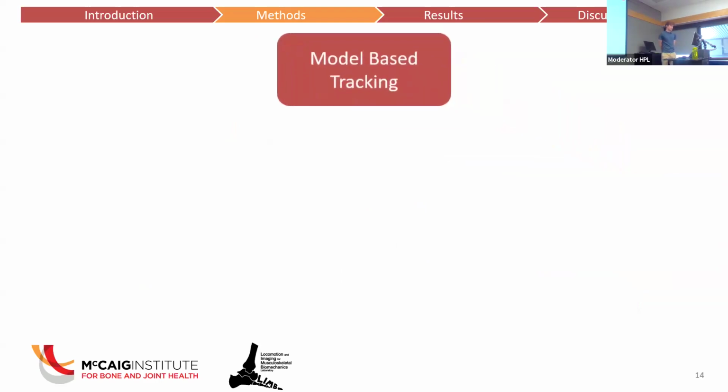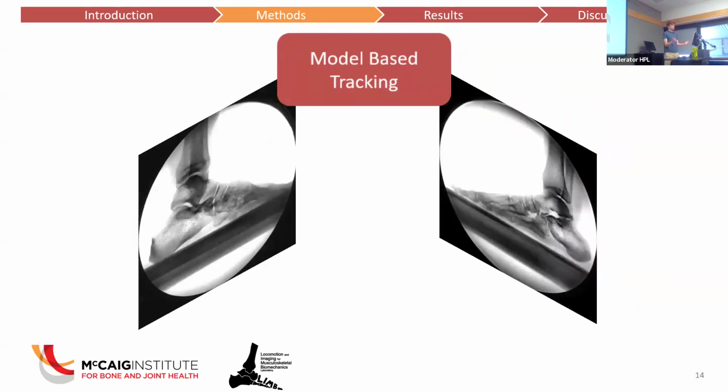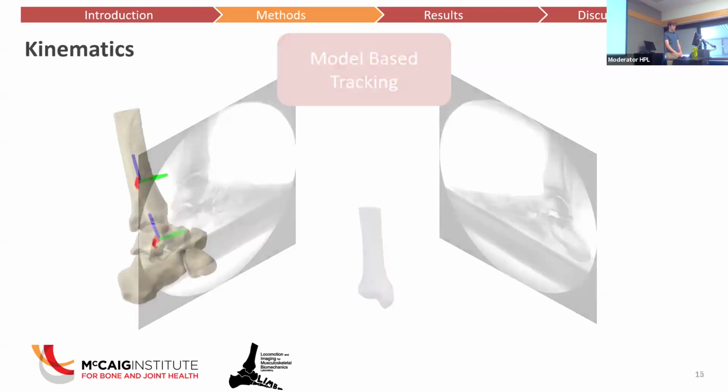And then we do something called model-based tracking. It's basically a 2D to 3D registration process. So we have those 2 two-dimensional radiographs. We can match up the 3-dimensional bones in both frames. And then, using the space that they occupy together in terms of the room and the calibration, we can actually get the 3D position of that bone. And we can do that for every single frame to get motion of those joints.